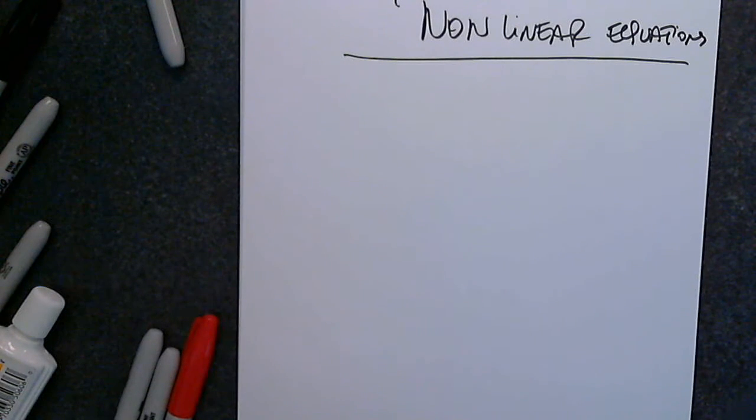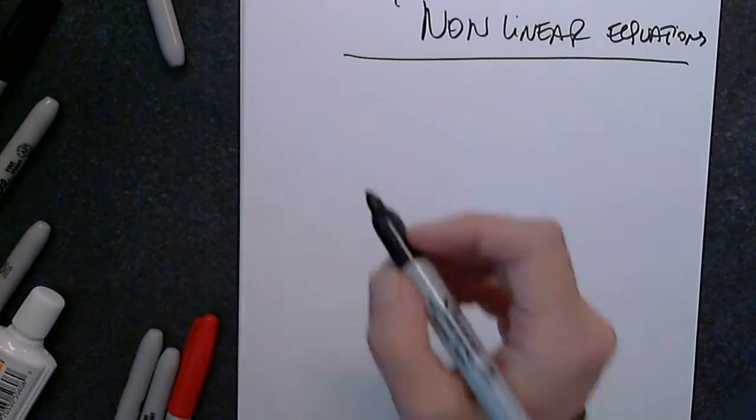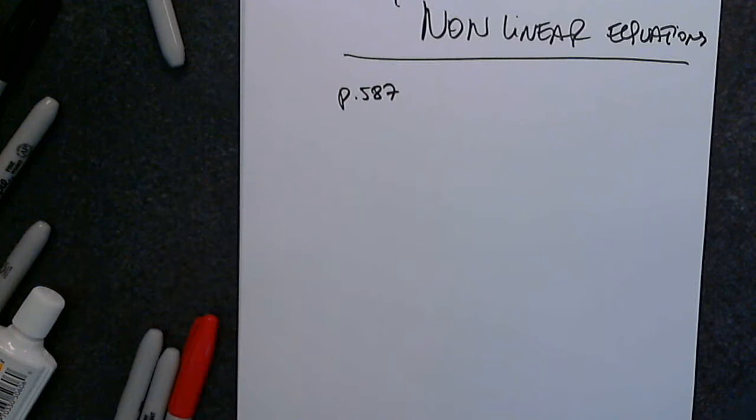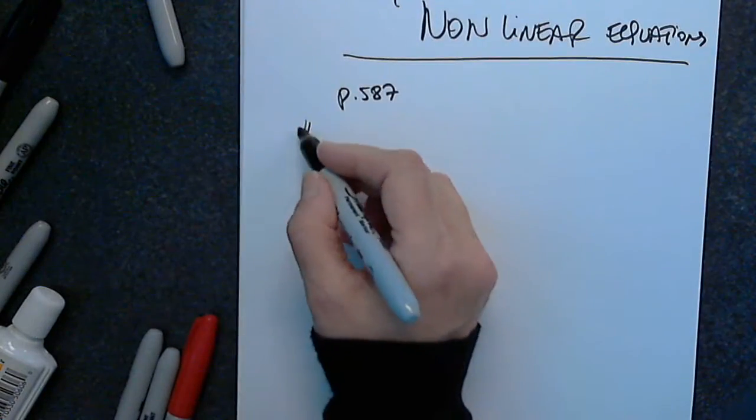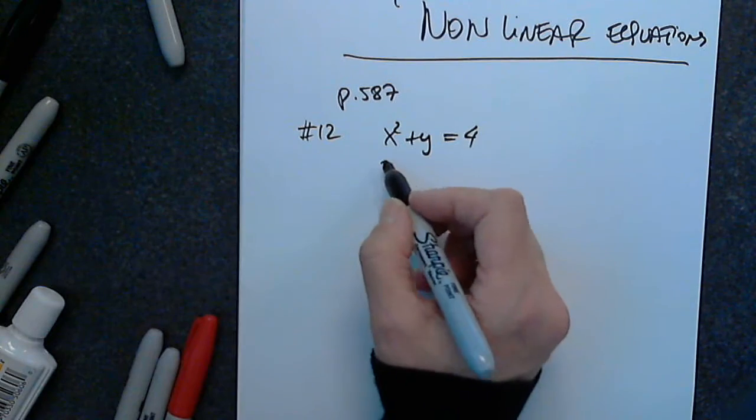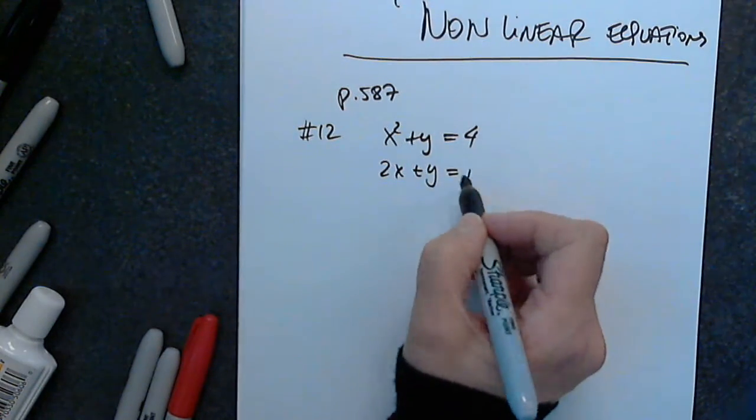Okay, so I would like us to go to page, and then we'll look at word problems as well. Page 587. So let's start with 12, in which we have x squared plus y equals 4 and 2x plus y equals 1.